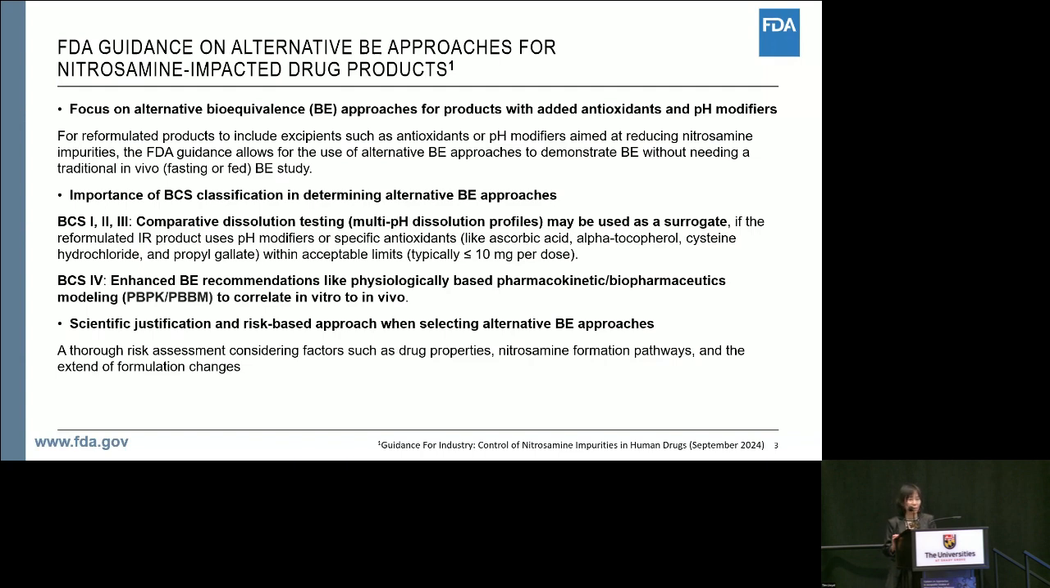However, for BCS class 4, a more advanced BE assessment tool, such as PBPK modeling, which was just presented previously, that can correlate in vitro to in vivo, would be recommended. However, the guidance cannot cover all possible scenarios, so the guidance actually opened room and space for scientific discussions and risk-based approaches with scientific evidence to justify reformulations with different BCS classifications.